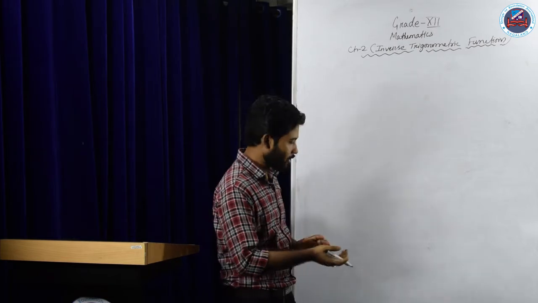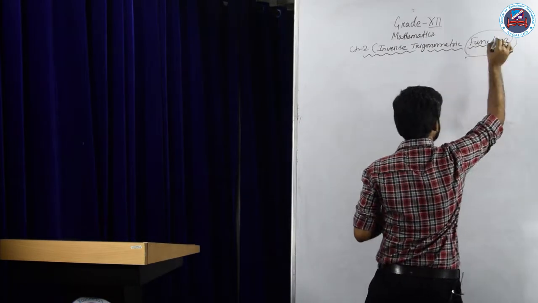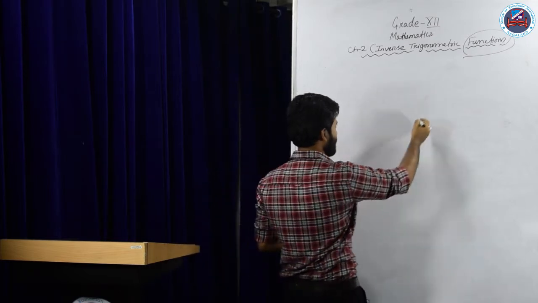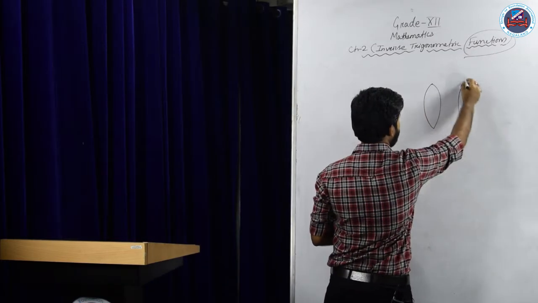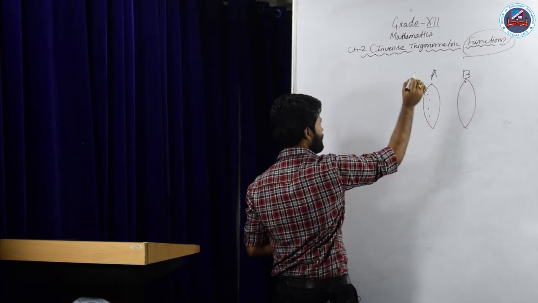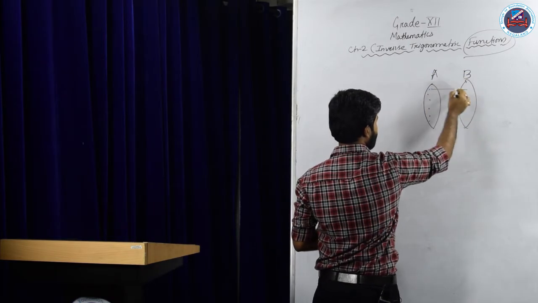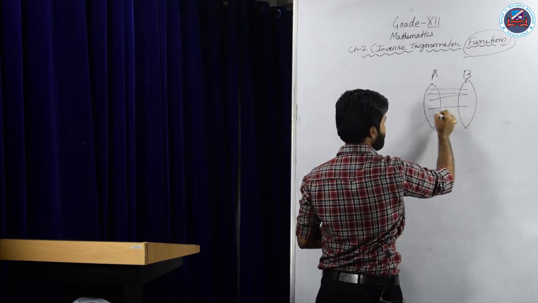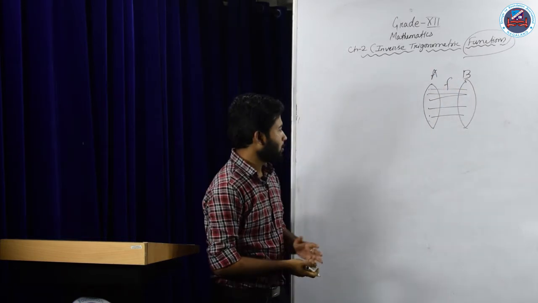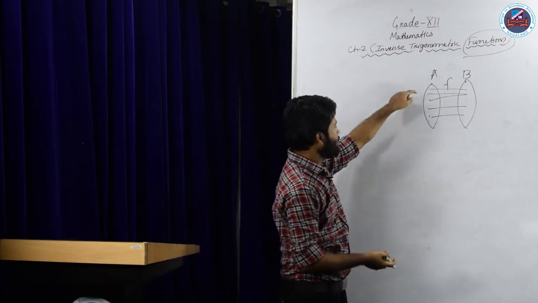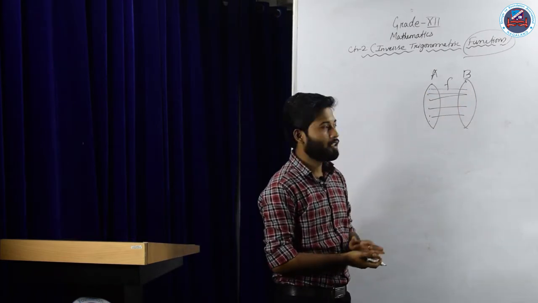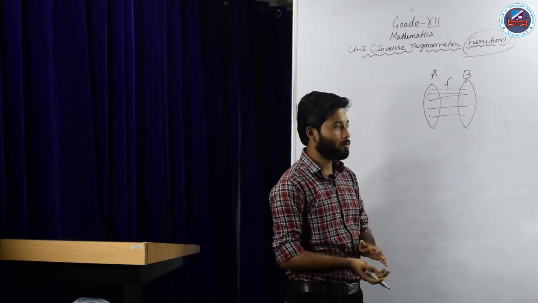So before going to that, what are functions? In your previous chapter we have discussed that if I take a set A and a set B, if all the elements of the set A are associated with a unique element of the set B, then that is called a function. Here also from that we have, if a distinct element of the set A is connected to a distinct element of the set B, then such type of functions are called one-one function.